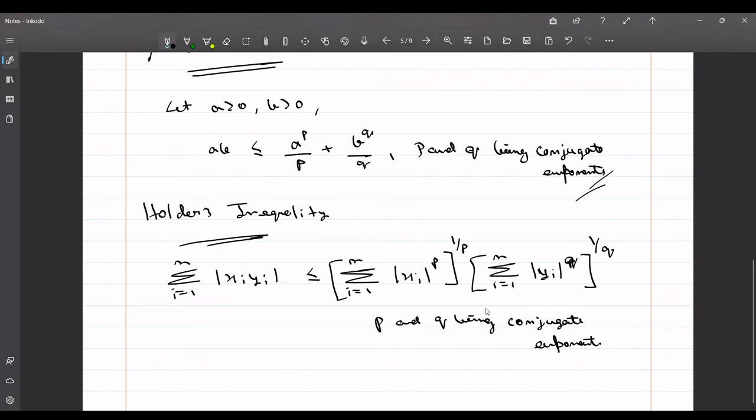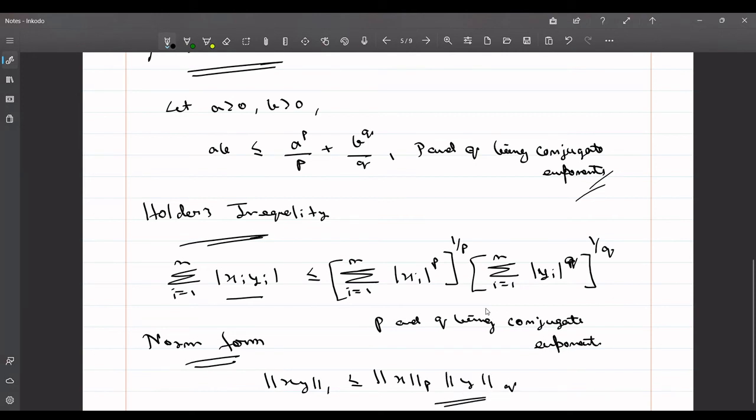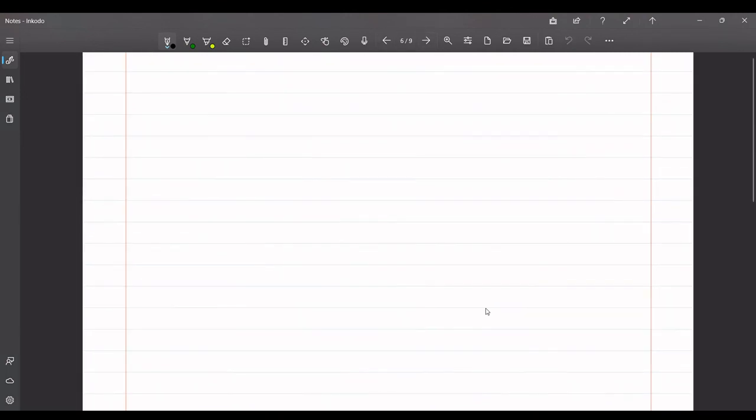So the Holder's inequality in norm form: this is basically the norm of xy, the first norm of xy, and the others are the p-norms. These are the norm forms of the Holder's inequality. Now let us prove the Minkowski inequality, which will eventually lead us to the concept of Rn with a defined norm, as we have already defined it, to be a normed linear space, and then eventually a metric space. Okay, so we go on to the next page.